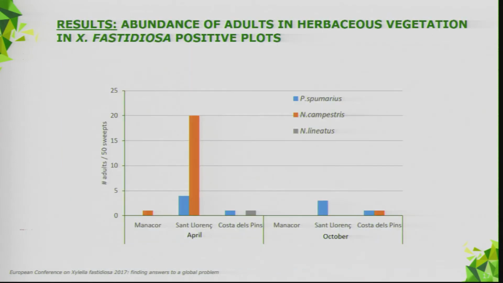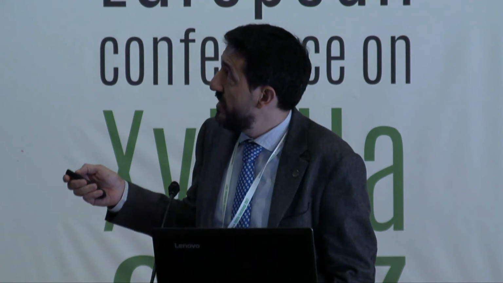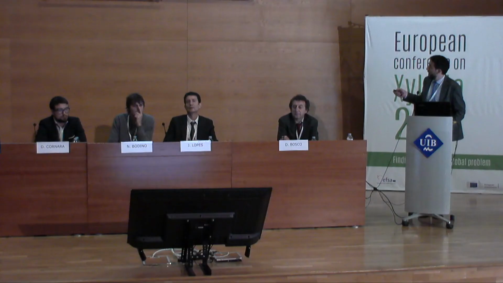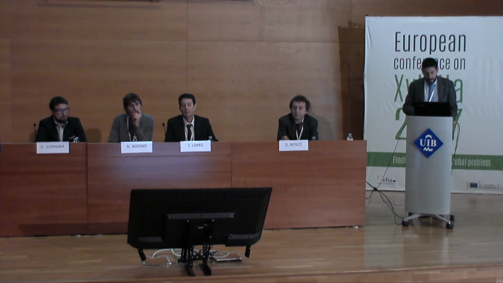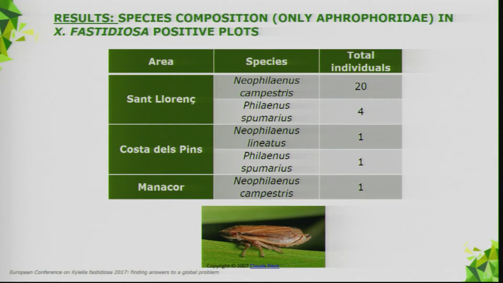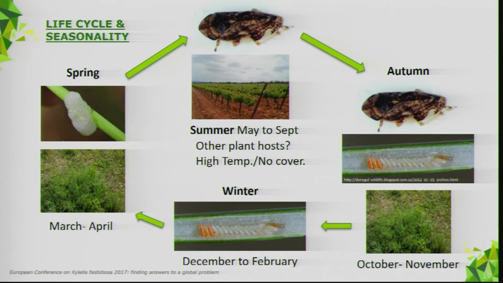campestris, and Philaenus spumarius. In regards to the abundance of adults in the herbaceous vegetation, as you see, the numbers are low, except in some cases where we captured 20 adults of Neophilaenus campestris, but in spring. In October, the density is again lower than in spring. In regards to the species, we just have Neophilaenus lineatus as a new species.